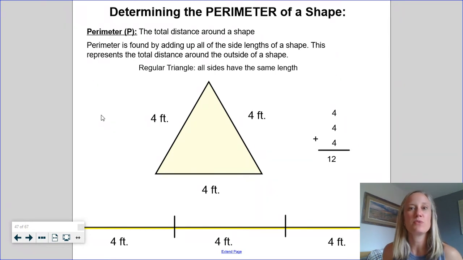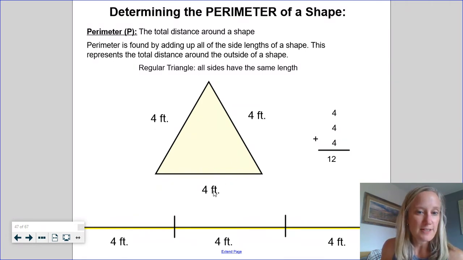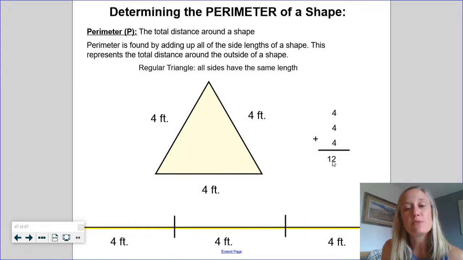Okay, so now let's do some regular polygons. Here's a triangle, and I want to find the perimeter of the triangle, or the distance around the whole triangle. Remember what regular polygon means. All the sides are the same. So this triangle has sides of 4 feet, 4 feet, and 4 feet. I'm going to add them up. 4 plus 4 plus 4 equals 12. So this triangle has a perimeter of 12 feet.